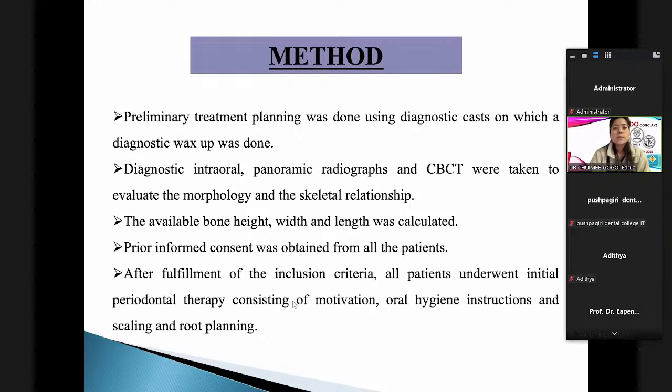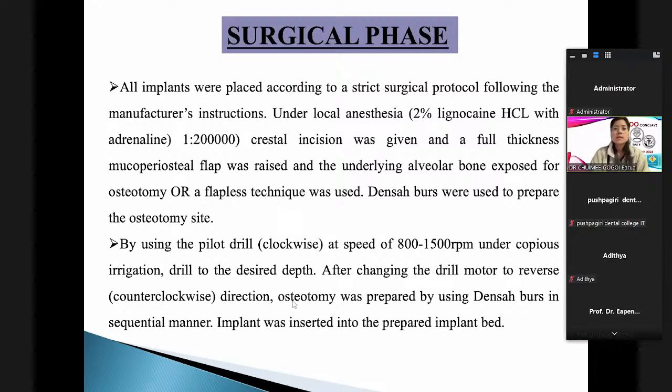Method. Preliminary treatment planning was done using diagnostic cast on which a diagnostic wax-up was done. Diagnostic intraoral panoramic radiographs and CBCT were taken to evaluate the morphology and the skeletal relationship. The available bone height, width, and length was calculated. Prior informed consent was obtained from all the patients. After fulfillment of the inclusion criteria, all the patients underwent initial periodontal therapy consisting of motivation, oral hygiene instructions, and scaling and root planing. Surgical phase.